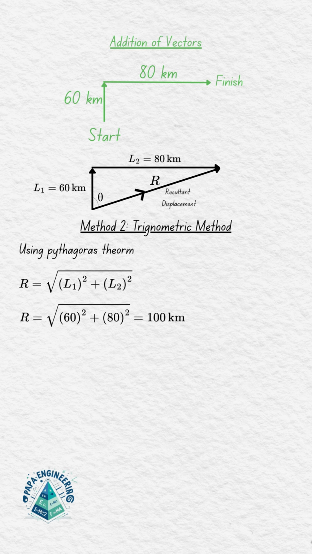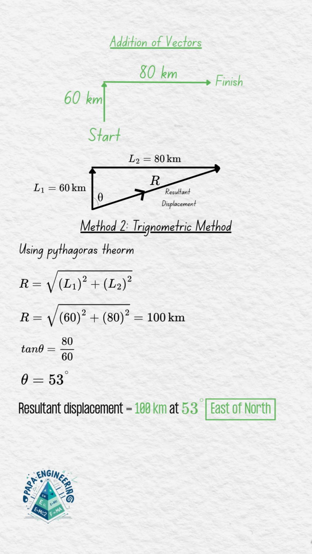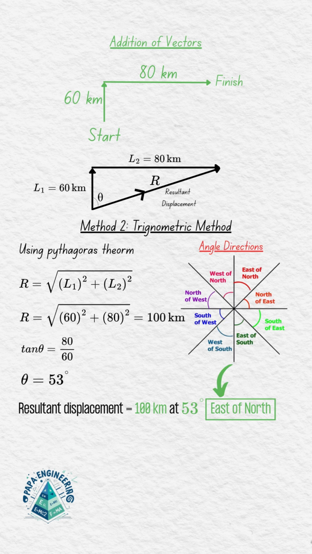Since displacement is a vector, it means that we must include the direction to be fully correct. So we use trigonometry to get angle theta, and in this case it is 53 degrees. Now the correct way of writing the resultant displacement is to say that it is 100 kilometers at 53 degrees east of north. Here is a diagram of the angle directions. You should study this because this is the correct way to write it in the exam.